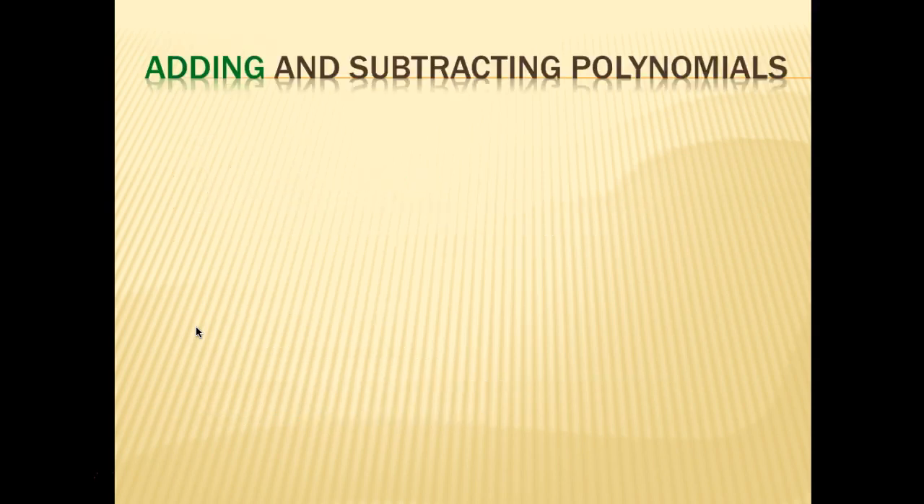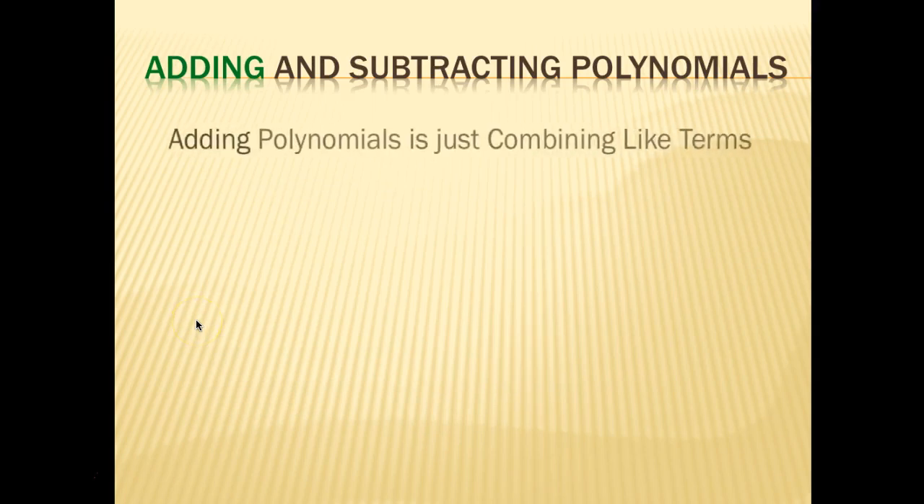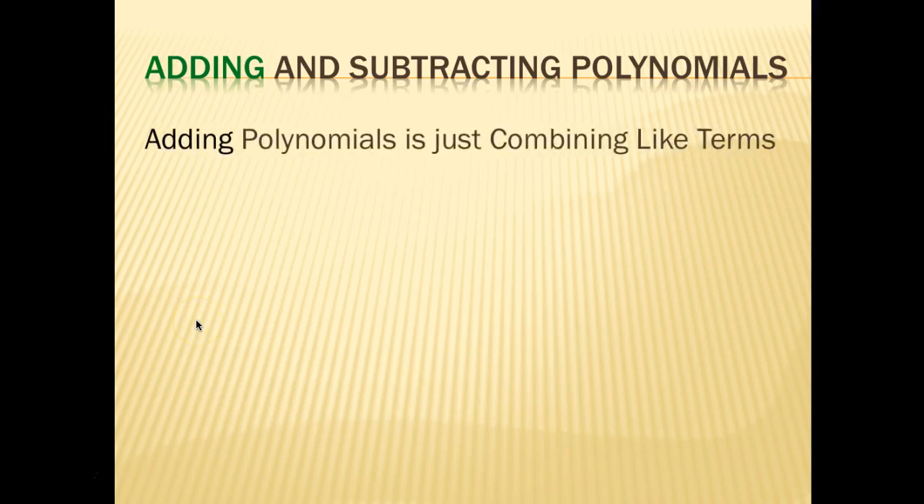Now to add polynomials. Adding polynomials is just combining like terms. So for example, if you look here and notice that you have 5 a squareds and then 2 a squareds, how many a squareds do I have? I have negative 7 ab's and negative 4 ab's. How many ab's do I have? And then I have 3 b squareds and negative 9 b squareds. How many b squareds do I have?